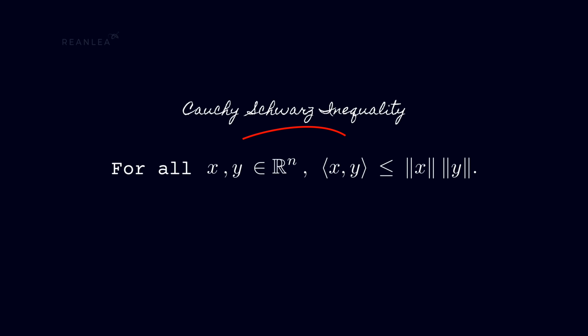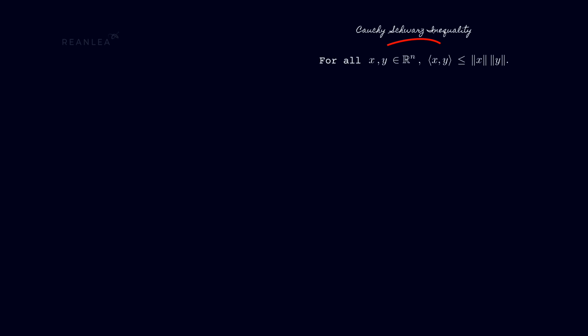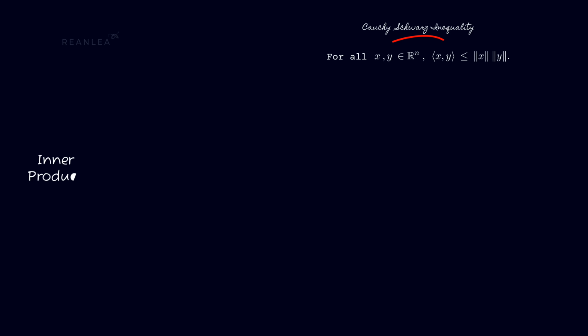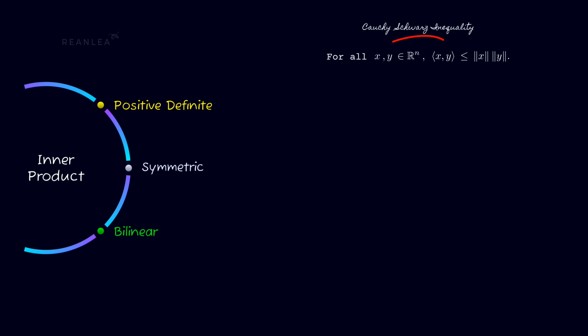The Cauchy-Schwarz inequality plays a crucial role in proving the triangle inequality for n-dimensional Euclidean space for all natural numbers n. Now we know three properties of inner product, and those are: it is positive definite, symmetric, and bilinear. And we will use all these properties of inner product to prove the Cauchy-Schwarz inequality.